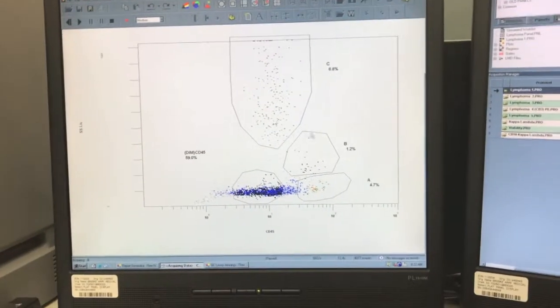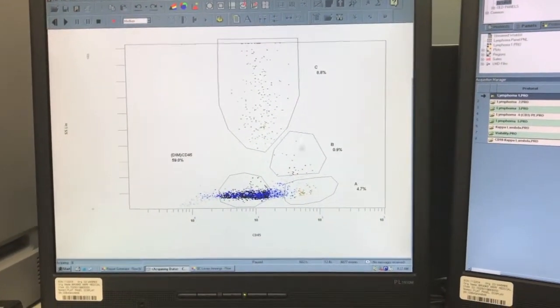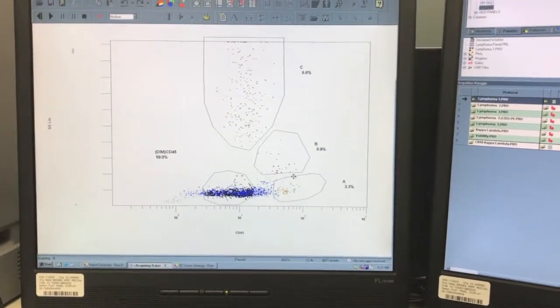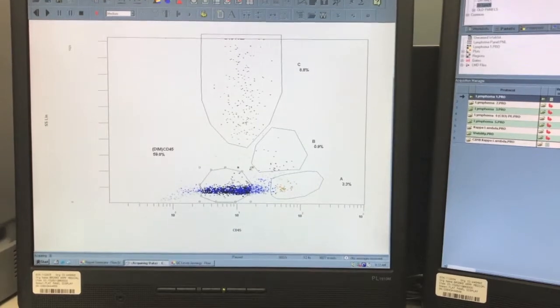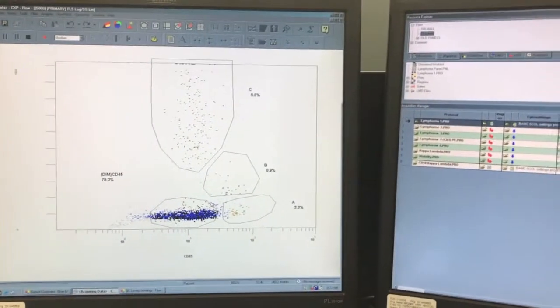So this is inside our primary gate. These are the granules, and then we're going to have our monocytes and our lymphocytes. So I'm just adjusting the lymphocyte gate here, and now I'm going to put all these in the DIM45 gate. And it should change the color.